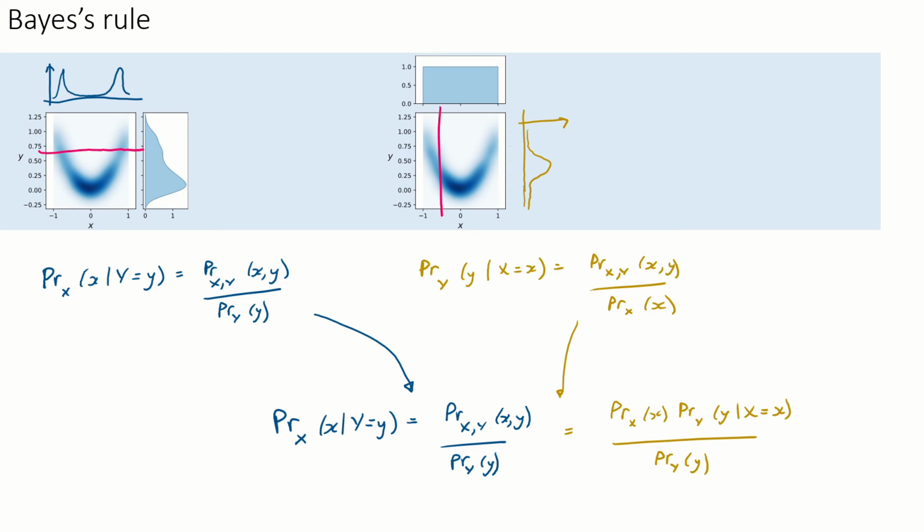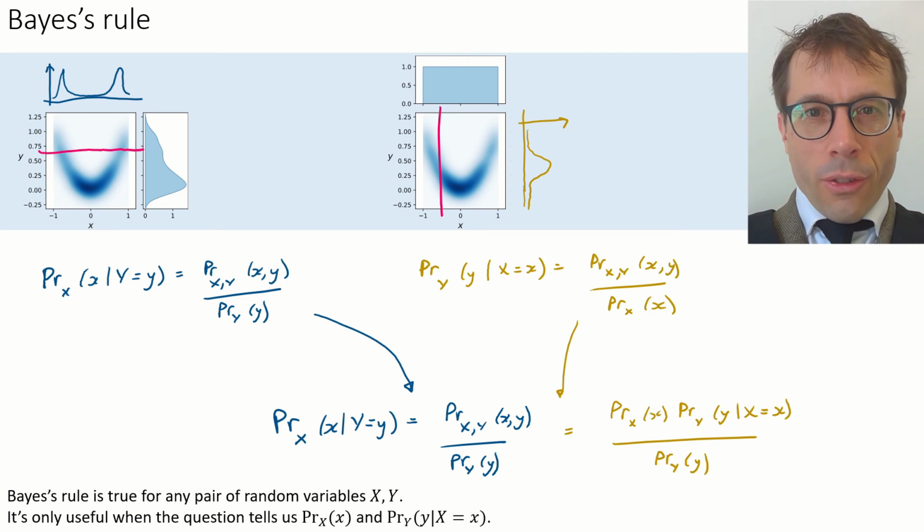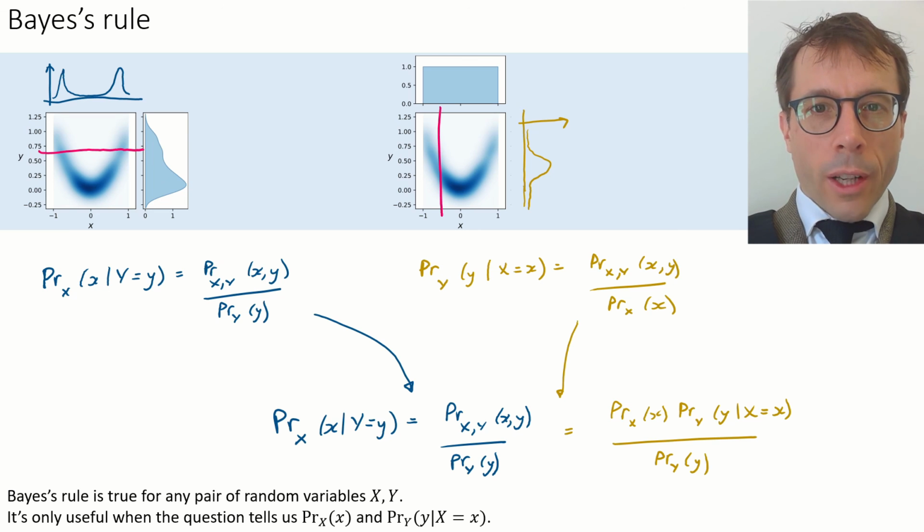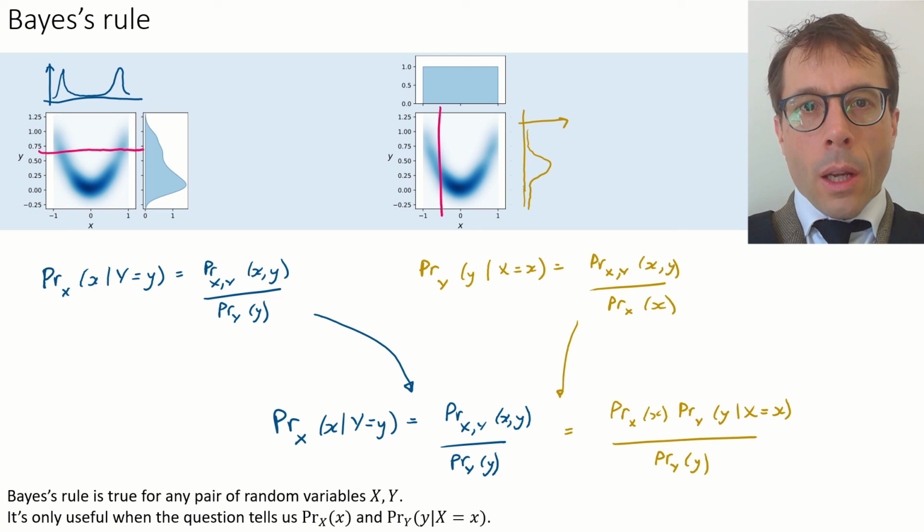Now, Bayes' rule is a mathematical theorem about two ways of slicing the joint density. But it's a pretty useless theorem unless we can figure out the terms in the equation here. Bayes' rule is useful when the question tells us the likelihood for x and the conditional likelihood for y given x. Then we can use Bayes' rule to obtain the conditional likelihood for x given y. So that's the setting where Bayes' rule is used, when there's a piece of code that first generates x and then generates y using that x value.